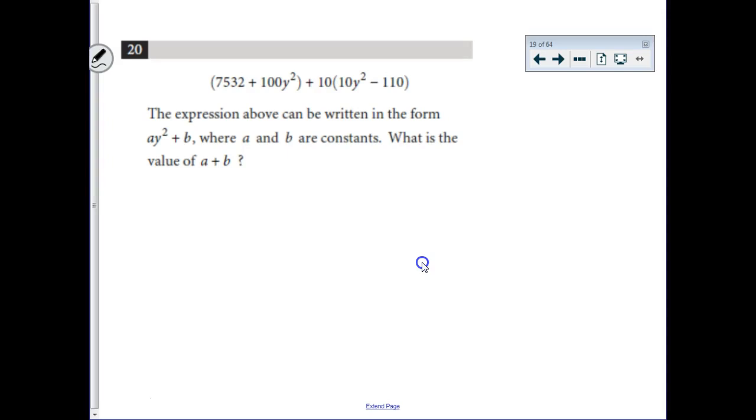Well, that doesn't look too bad. They want, this can be expressed in this form. So this is our first task. Get that thing to look like that. And then you're supposed to figure out what A plus B is at the end of the problem. We got this. Why are there parentheses around this?